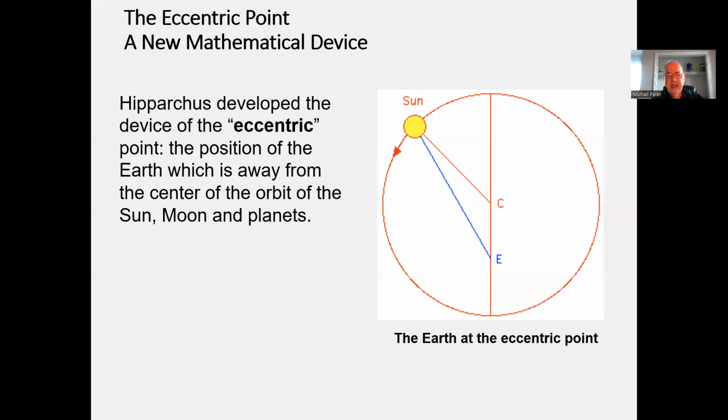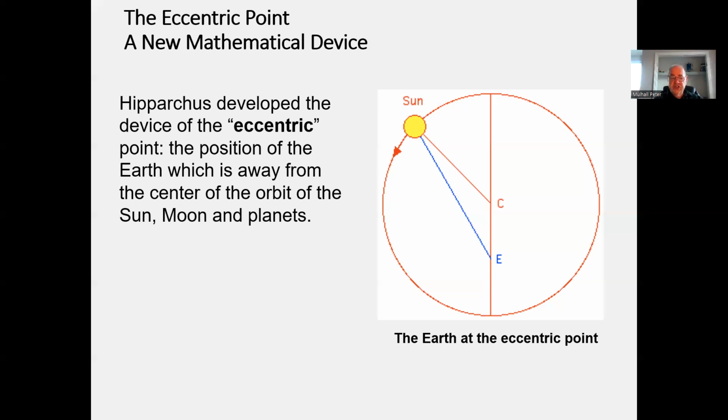He could do this by simply putting the earth off center. If you put the earth off center here, and this point is called the eccentric point, then as the sun comes around and is closer to us, it seems to move more quickly. And when it's far away, it seems to move more slowly. And so this very, very simple device of just simply moving the earth off center works very, very nicely for the sun. And Ptolemy keeps this completely for the sun. We have no need for any epicycles. We simply need to move the earth off center.